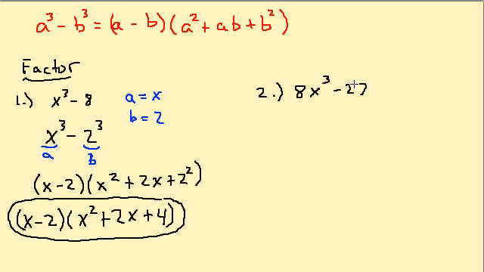Okay, let's take a look at another one. 8x cubed minus 27. Now, is this the difference of two cubes? Well, yeah, because 8x cubed can be written as 2x, all of that raised to the third power, and then 27 can be written as 3 cubed. So now you can see I have my a and I have my b. So a is equal to 2x, b is equal to 3. So I'll plug these into my formula.